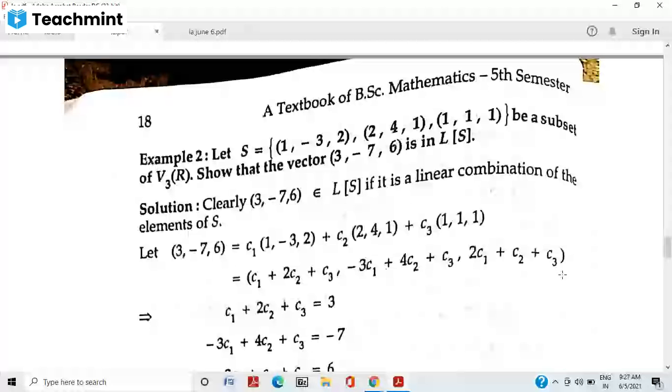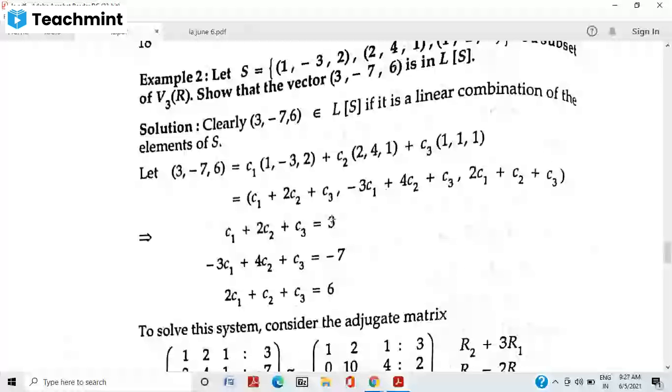Then we get three equations. What is the first equation? C1 plus 2C2 plus C3 equal to 3. Second equation, what do we get? Minus 3C1 plus 4C2 plus C3 equal to minus 7. Then the third equation, what do we get? 2C1 plus C2 plus C3 equal to 6.